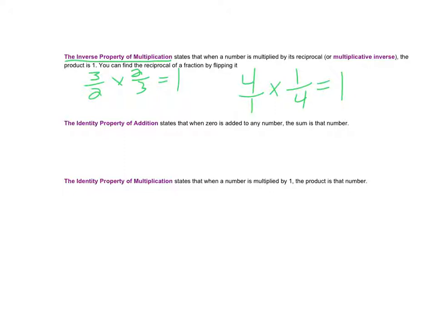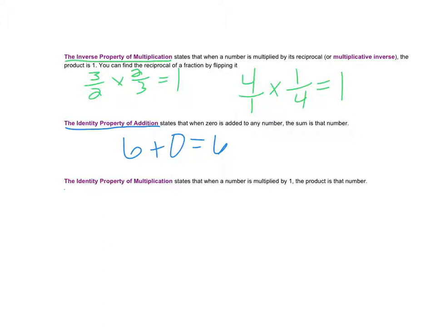Our next property is the identity property of addition. That states that when a 0 is added to any number, the sum is that number. That seems like a no-brainer property, but it still needs to be put in here. So if I've got a number 6 here, and I add 0 to that, I'm going to get the number that I started with.